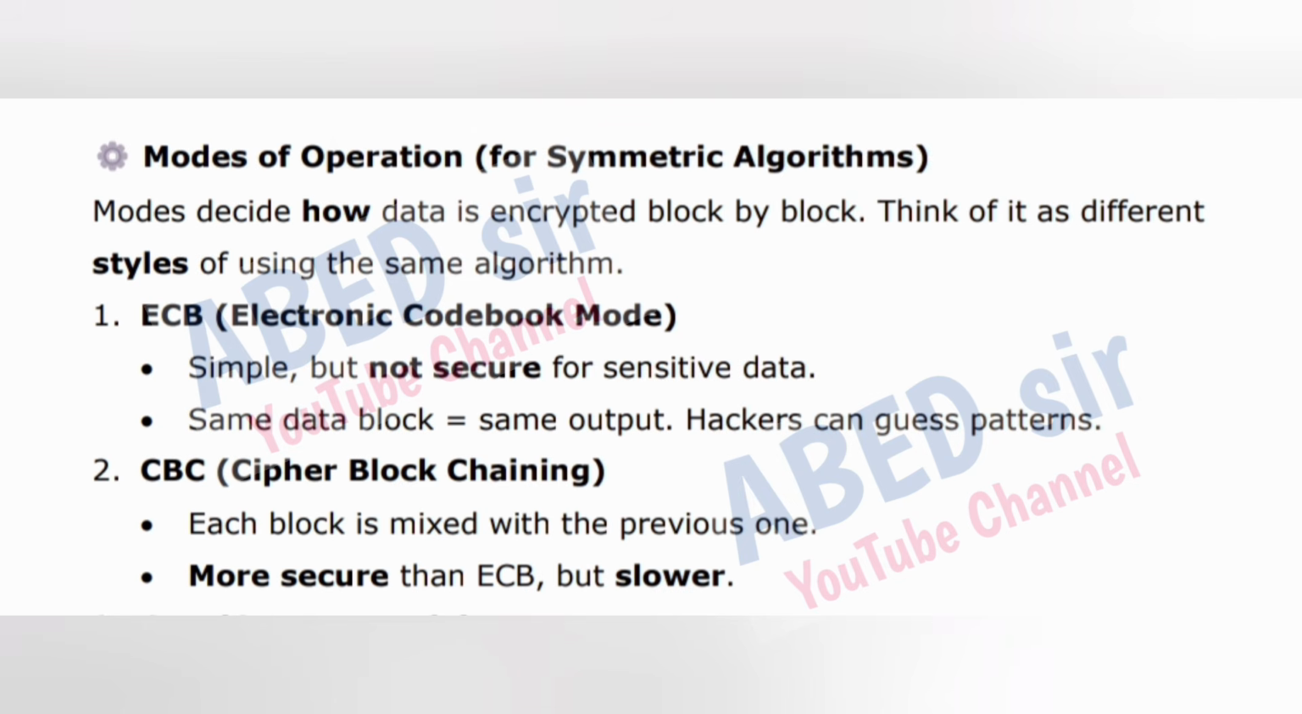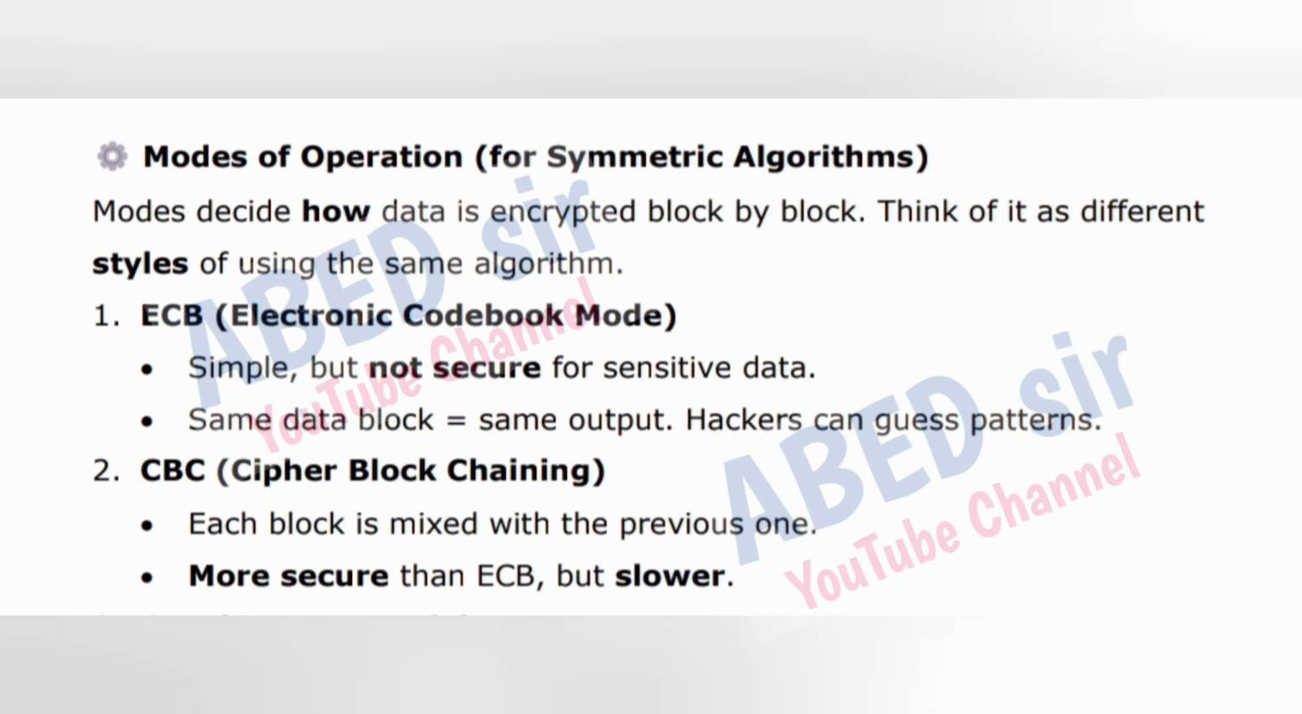Modes of operation for symmetric algorithms. Modes decide how data is encrypted block by block. Think of it as different styles of using the same algorithm. 1. ECB, Electronic Codebook Mode. Simple, but not secure for sensitive data. The same data block equals the same output. Hackers can guess patterns.